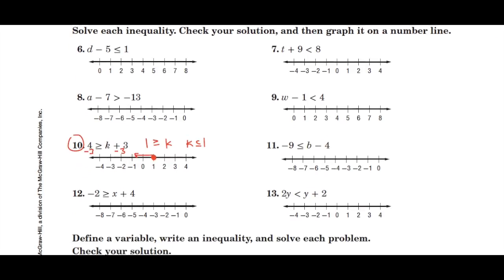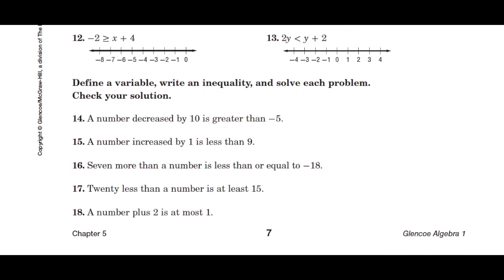At the bottom of the worksheet, it has some sentences for you to translate into an inequality. So a number, so that can be any variable you want. I'm going to choose x, decreased by 10. So x decreased by 10, greater than, and then negative 5. Notice it does say to solve as well. So I'm going to add 10 to both sides and get x is greater than 5.